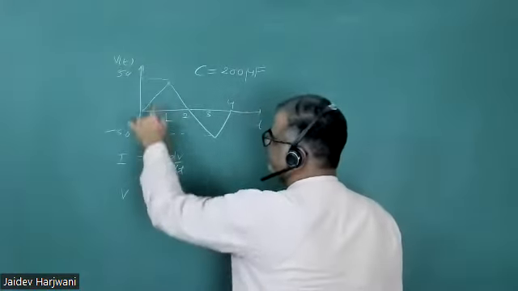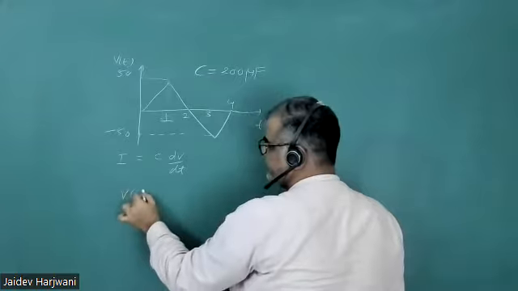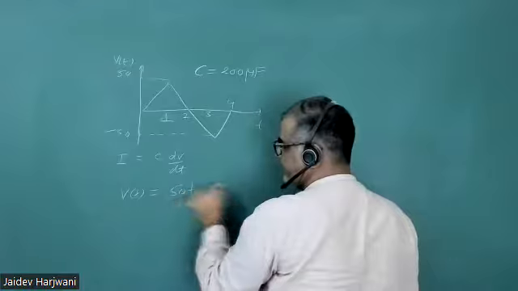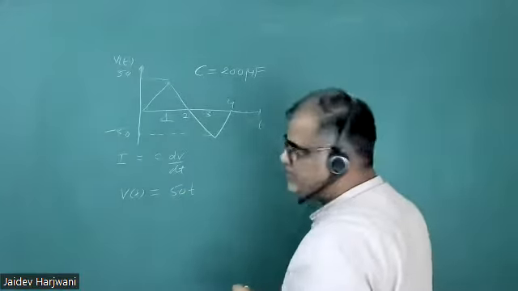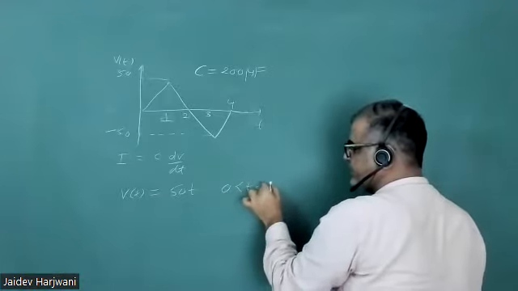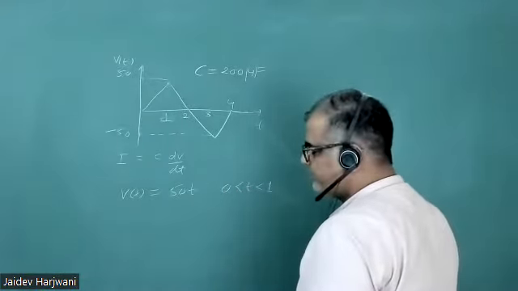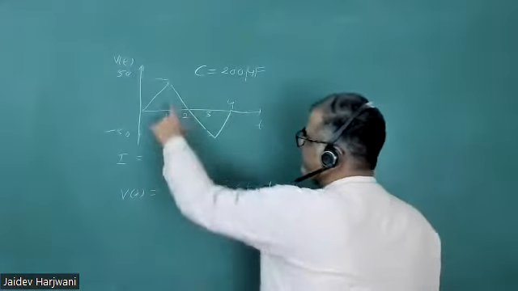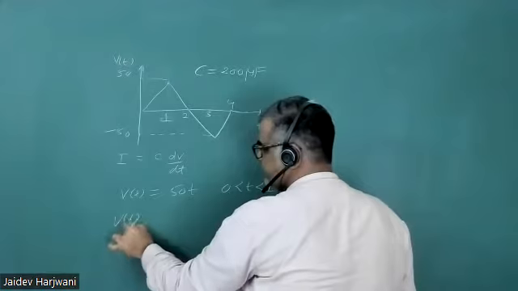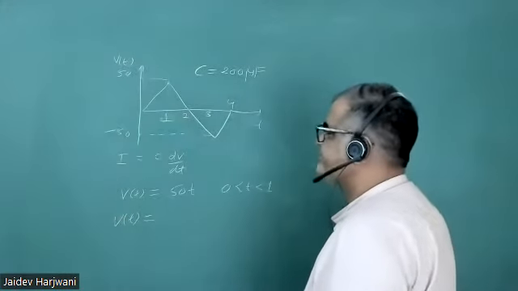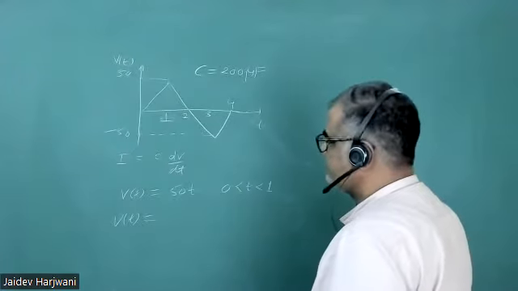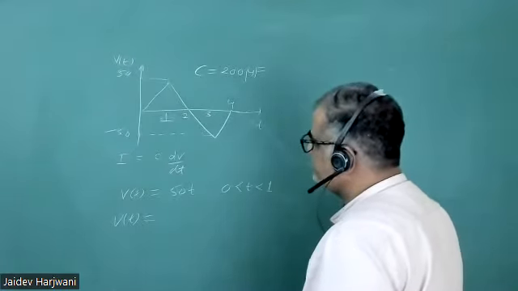So I have to write dV by dt for all these 3 intervals. Let me write the first equation of V. Here, how much slope is there? V of t is 50t, with y equals mx plus c, where c is 0 for this graph, and t is between 0 and 1. So this is your first equation. Second equation: it starts from here and goes to here. Tell me what the equation is. What is the slope? Minus 50t plus 100? No, slope. Slope is minus 50.